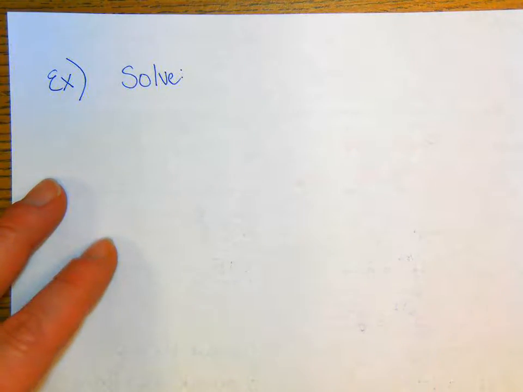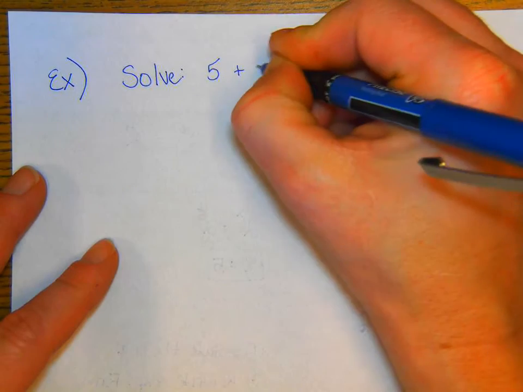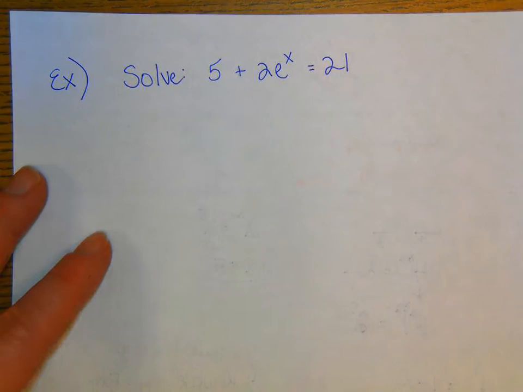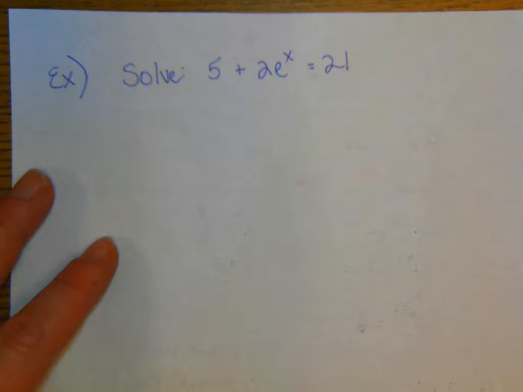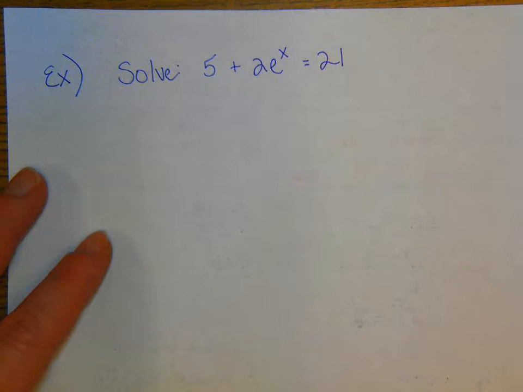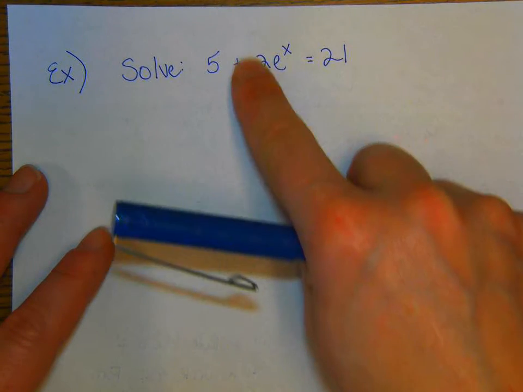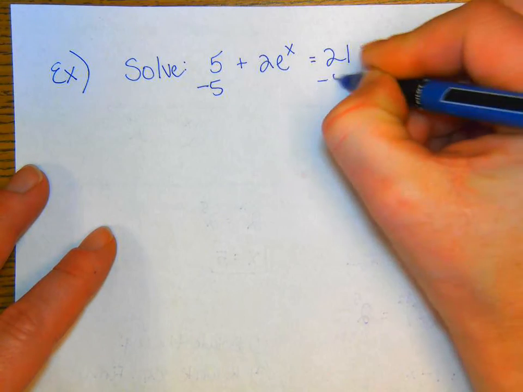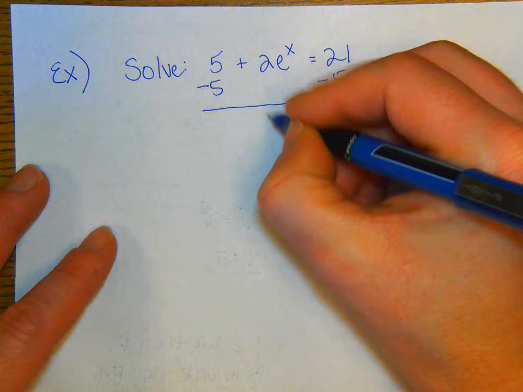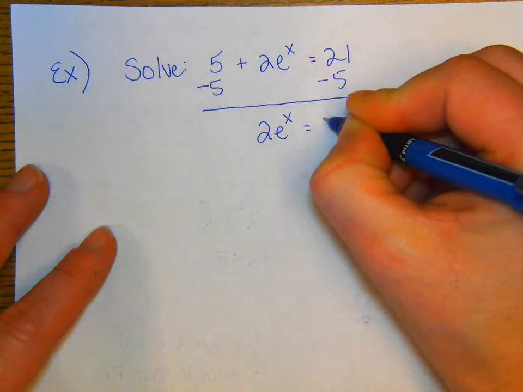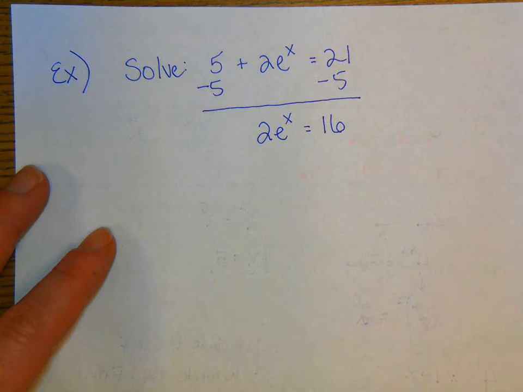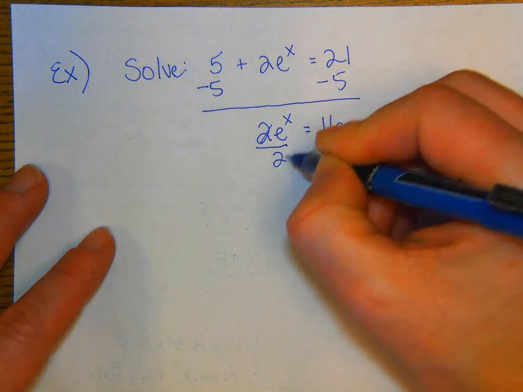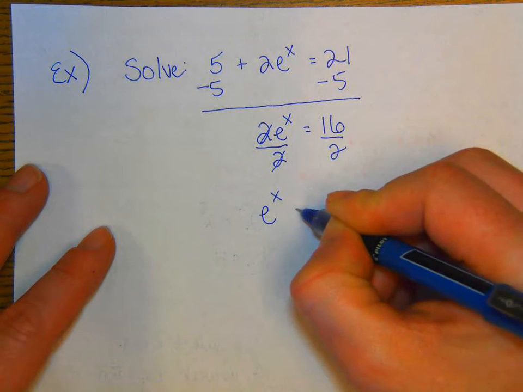So I have 5 plus 2e to the x equals 21. So as in example 1 on the previous video, we need to first isolate the base. So I'm going to subtract 5 from both sides. So 2e to the x equals 16. Then I'm going to go ahead and divide by 2. So I have e to the x equals 8.